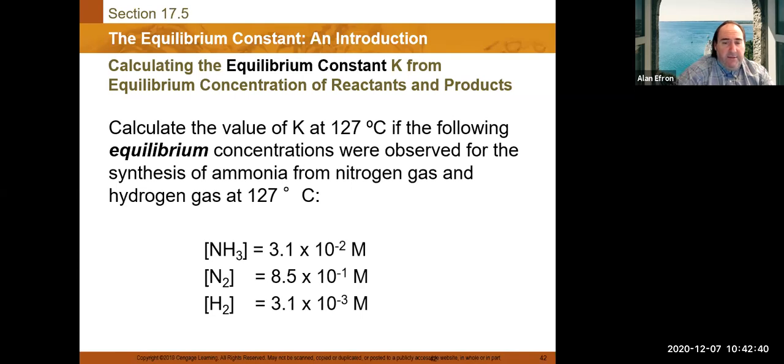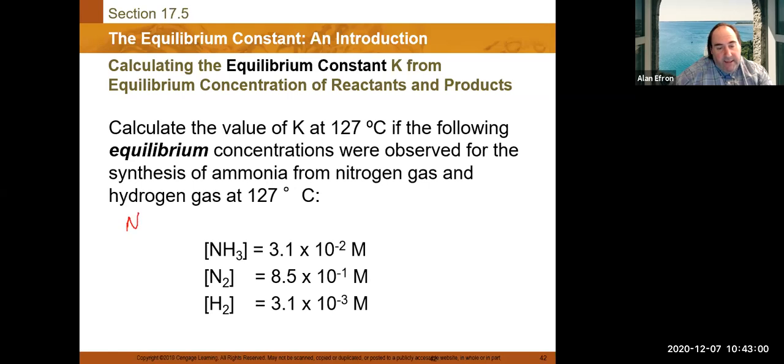So calculate the equilibrium constant K from the reactants and products. Calculate K at 127 for the following equilibrium concentrations for ammonia and each of these. We'll do this one together. Obviously, we would want the equation, which I think we saw earlier when we wrote our equilibrium expression.